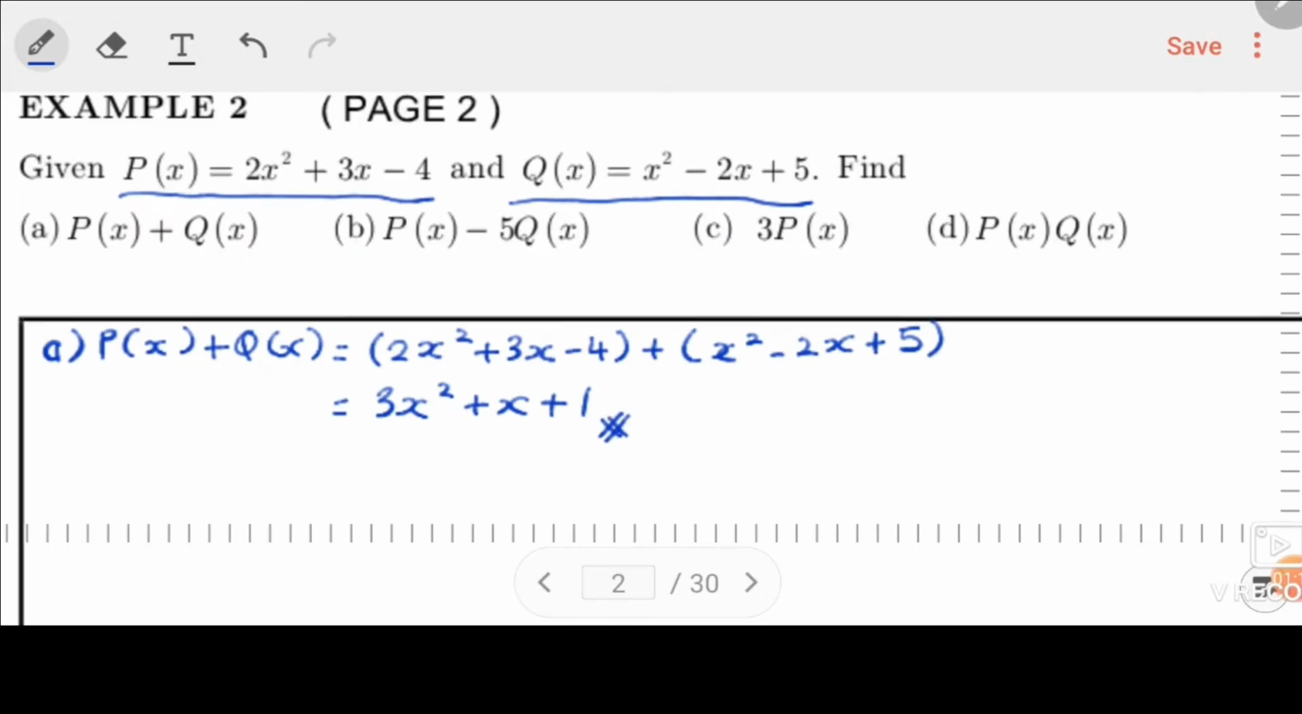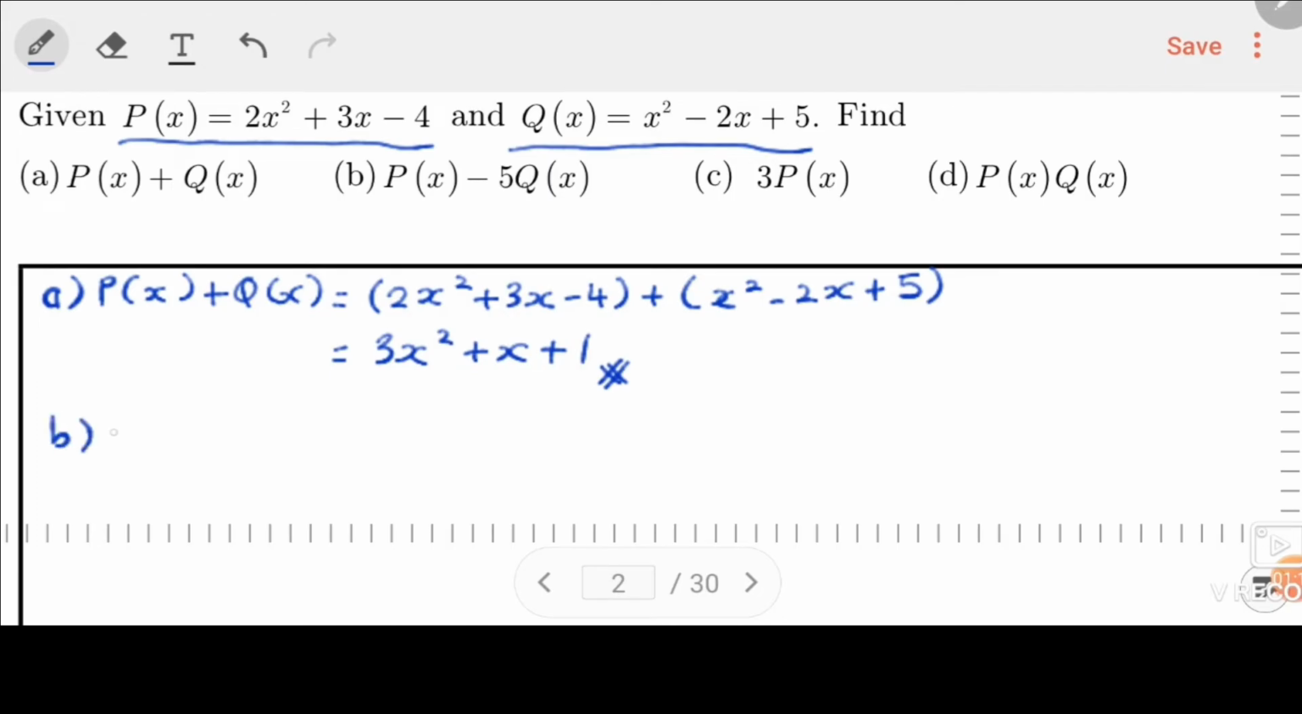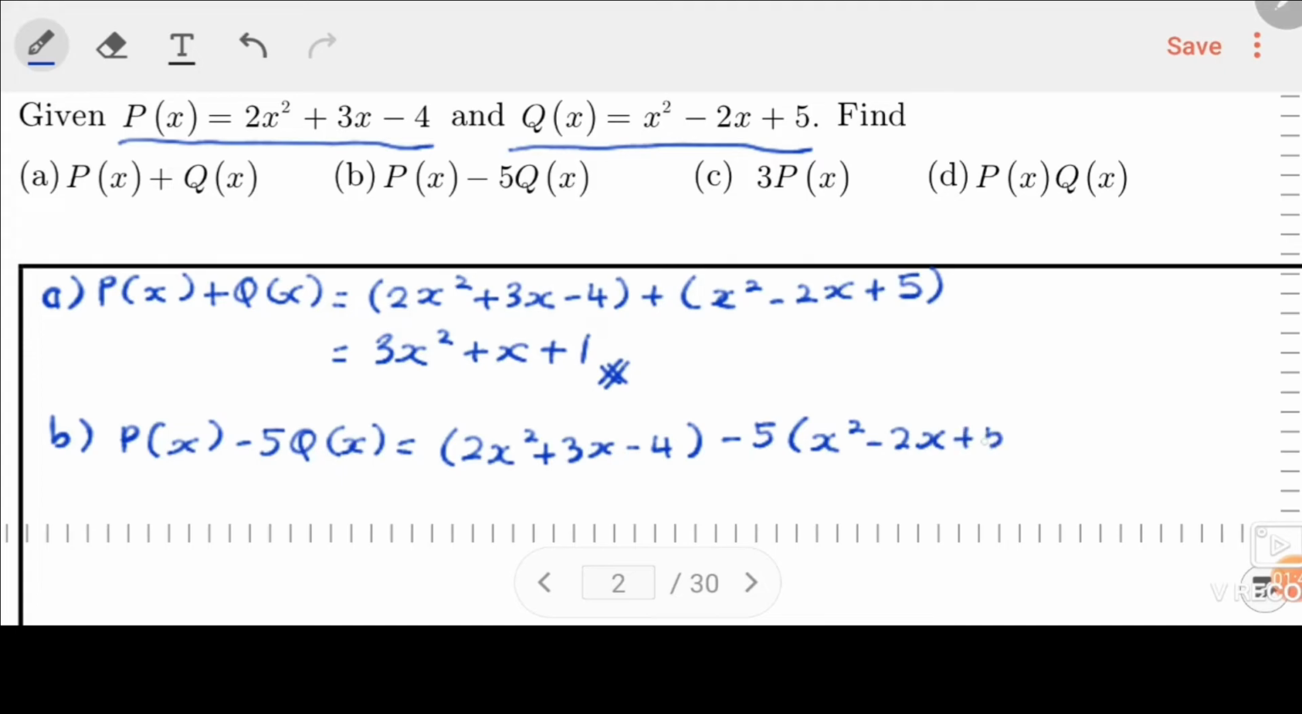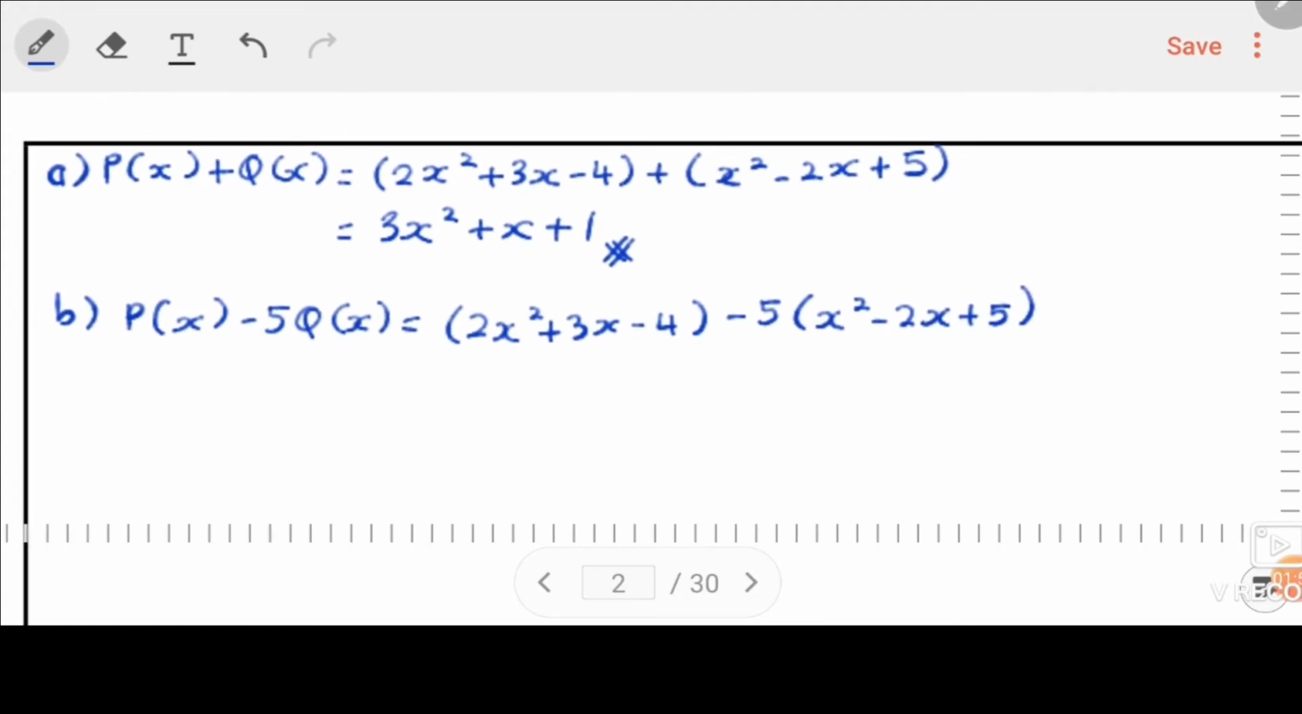Okay, next for part B, the question asks for P(x) minus 5Q(x). Again, similar to part A, we have to substitute both P(x) and Q(x) into the expression. Substitute P(x), 2x squared plus 3x minus 4, minus 5. Substitute Q(x), x squared minus 2x plus 5.